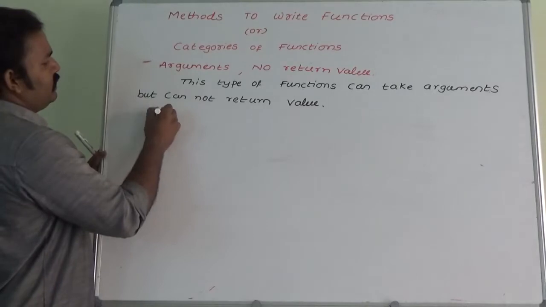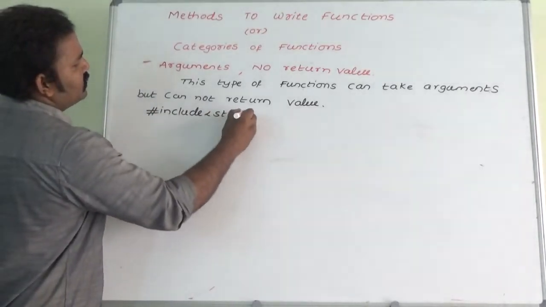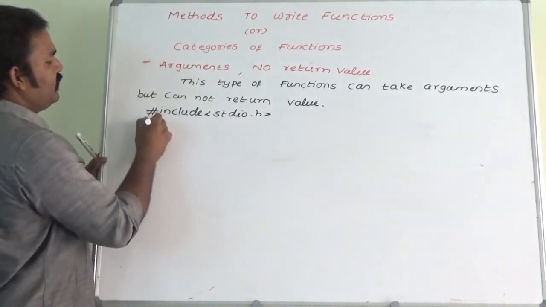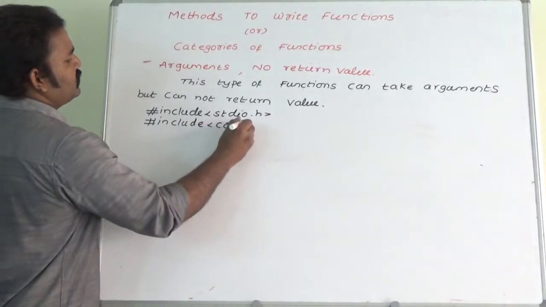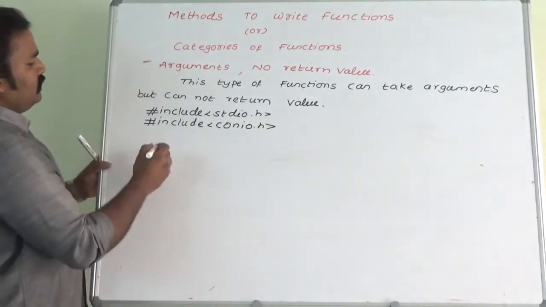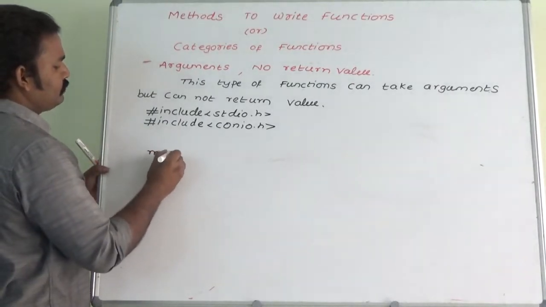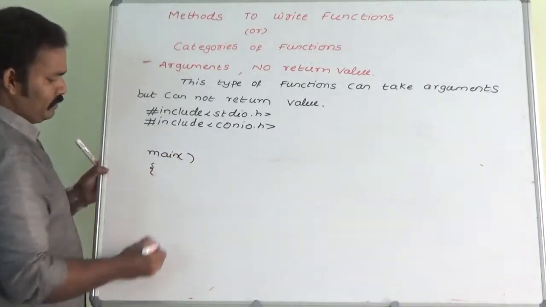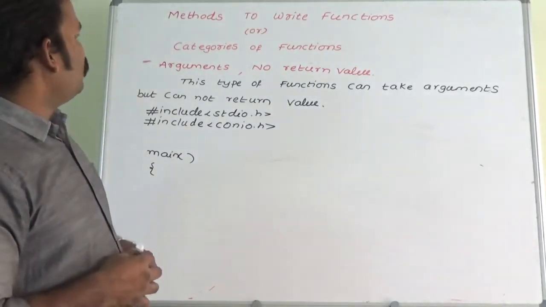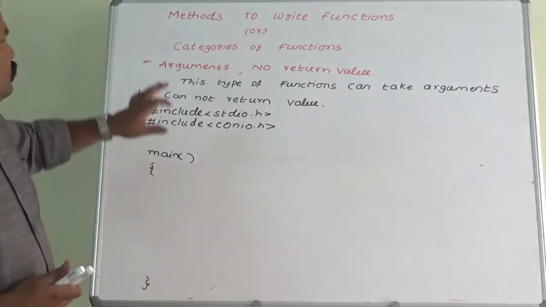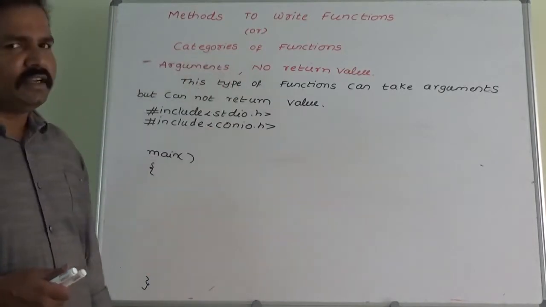First section is the link section. The link section contains header files. Next, here I am writing the main function section, with opening brace and closing brace. Here I want to create one function that will take arguments and will not return any value.